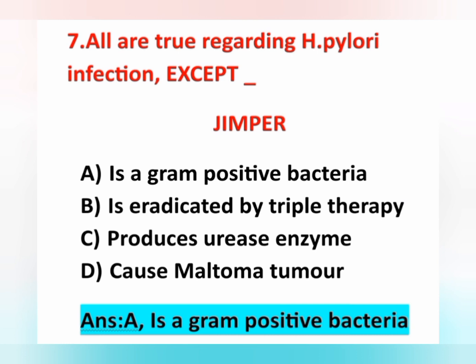So MALT tumor is one of the gastric malignancies associated with H. pylori bacteria. MALT stands for mucosa associated lymphoid tissue. So in our question, option A is the answer, since it is a gram negative bacteria, not gram positive.